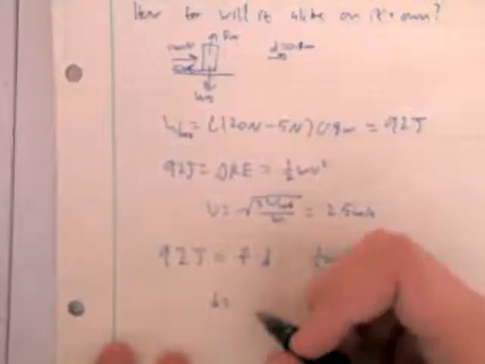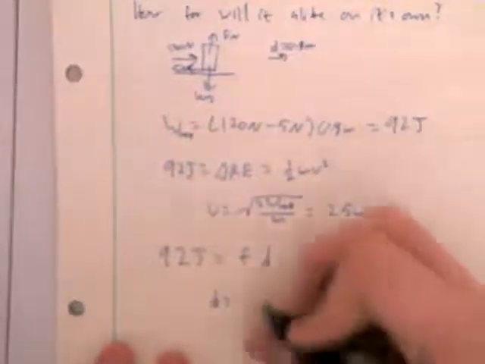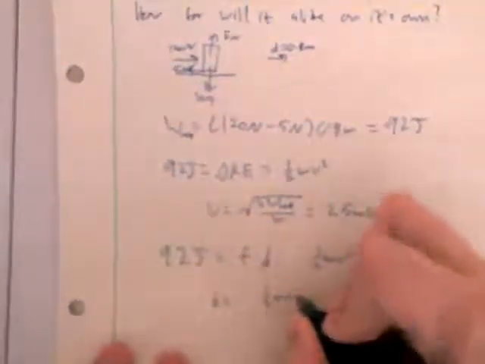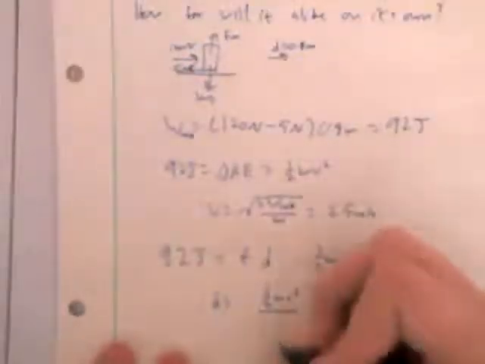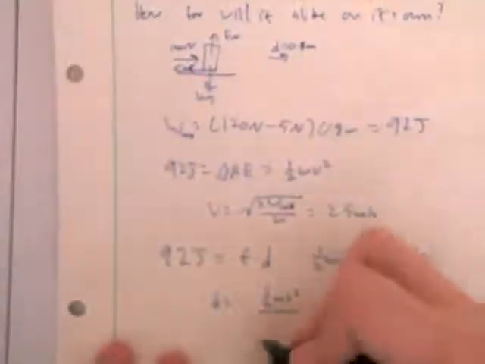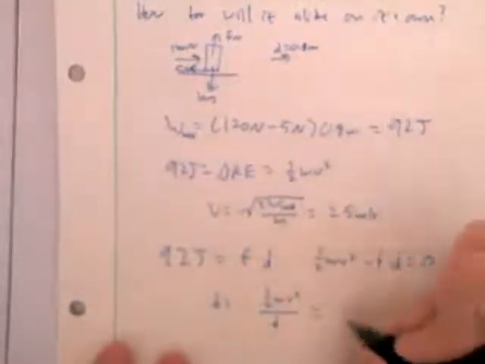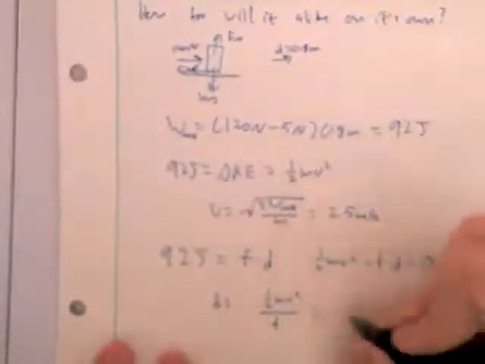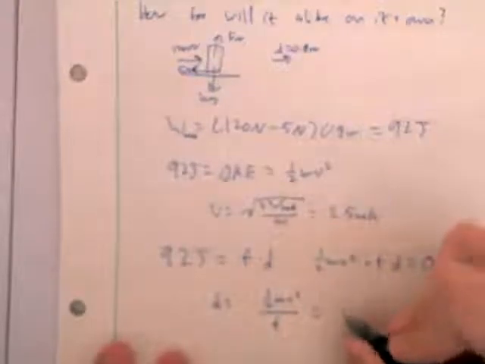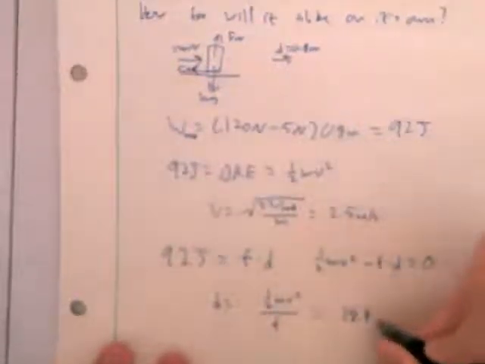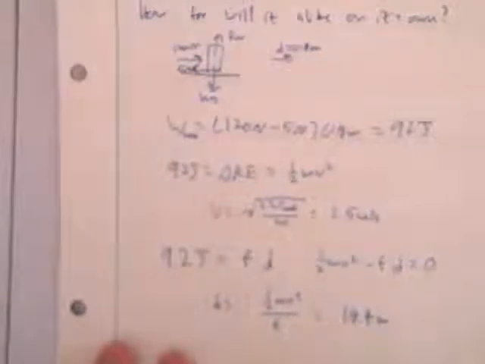So D is equal to 1/2 mv squared divided by the force of friction, which we know is 5 newtons. If we plug all this in, 92 joules divided by 5 newtons gives us a distance of 18.4 meters, right?